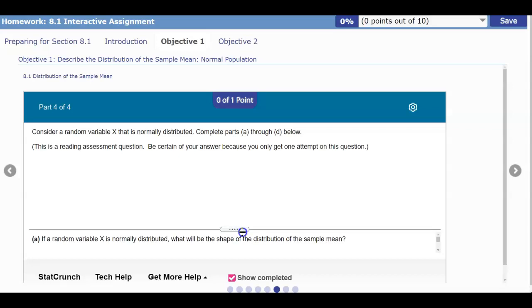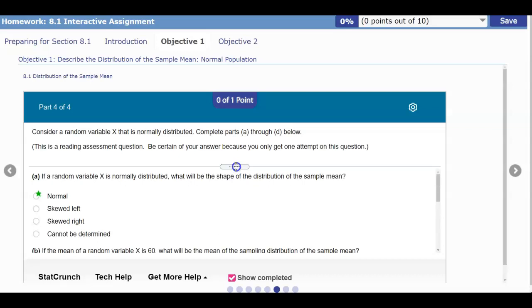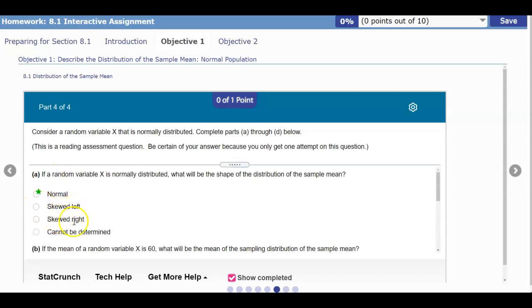First question says, if a random variable x is normally distributed, what will the shape of the distribution of the sample mean? Well, it's going to represent a normal shape since it's normally distributed. So therefore, out of all the choices in here, it's not going to be skewed left, it's not going to be skewed right, and cannot be determined. This answer is normal.